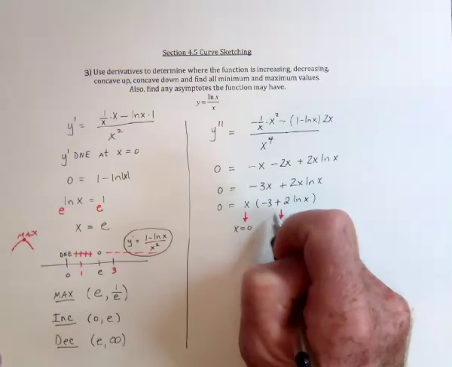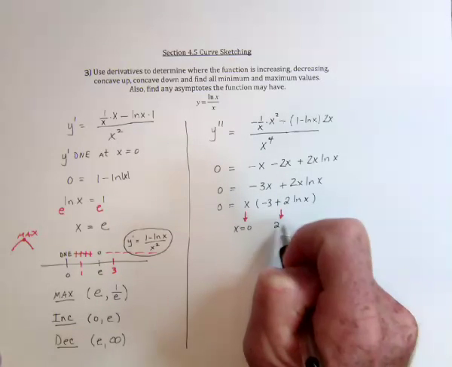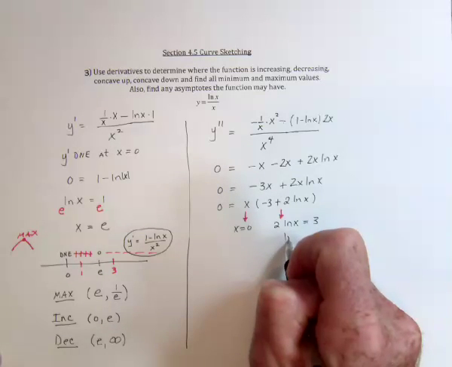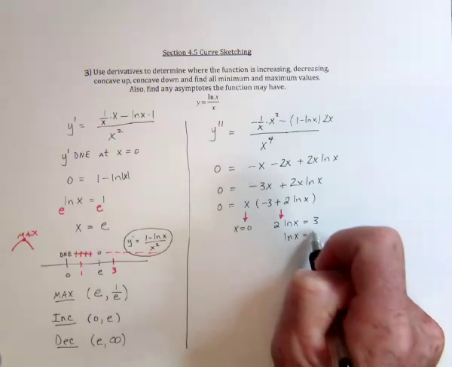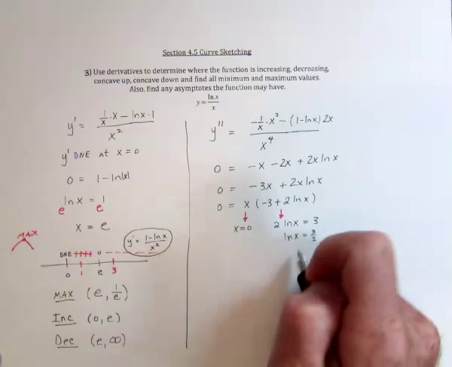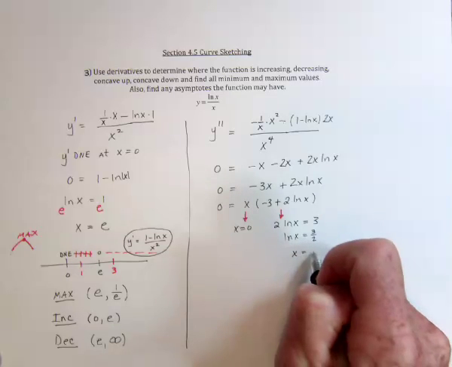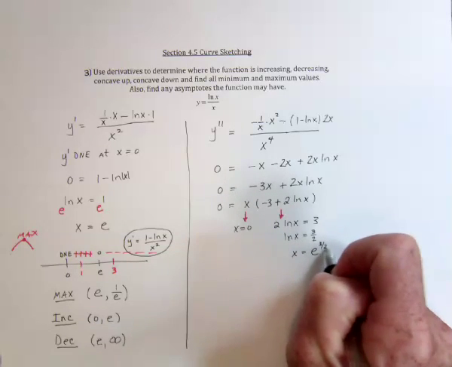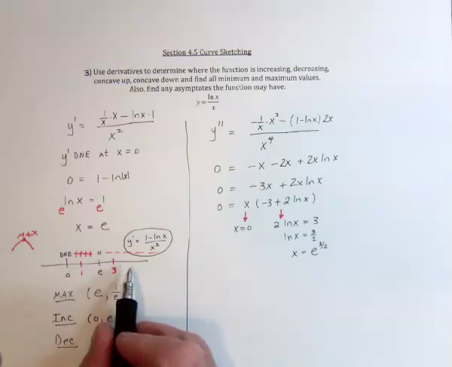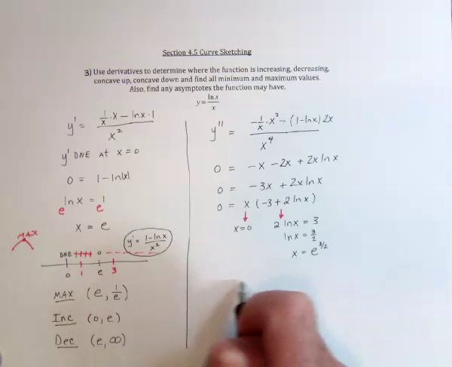And then this will be, set it equal to 0 and move that over, it's going to be 2 natural log of x equals 3. Or in other words, natural log of x equals 3 over 2. To get rid of natural log, exponentiate both sides. So it's going to be e raised to the 3 over 2. So it's going to be much like this graph.